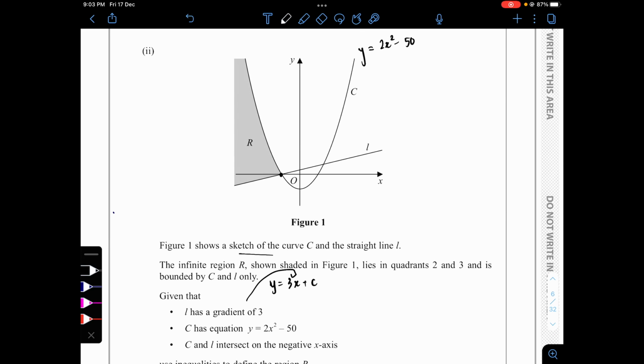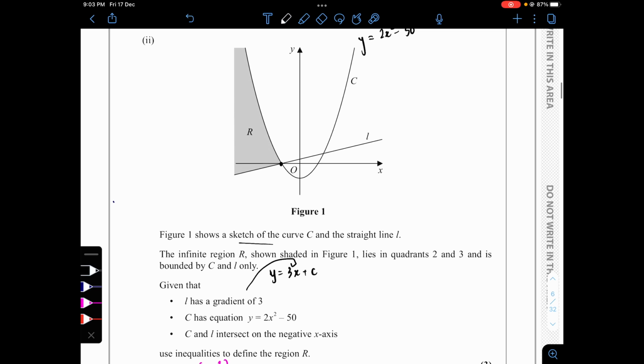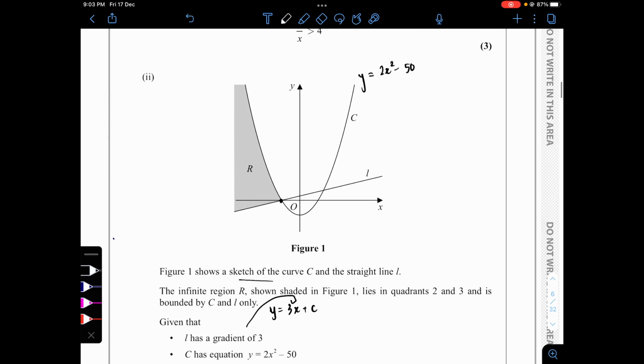So in order for us to do that, we need to remember a couple of things, right? I'll just change color. We need the values in the region, so we need everything below C, that is, underneath the curve. So we can already conclude that it's going to be y less than, I'm just going to write the curve for now, curve.